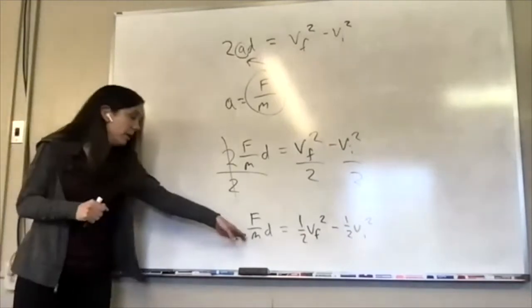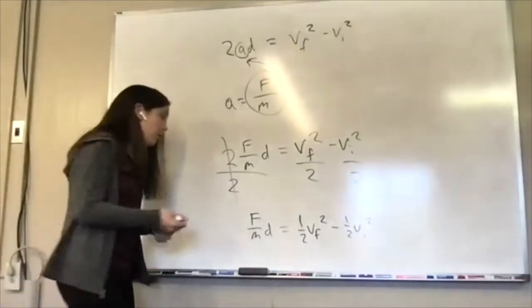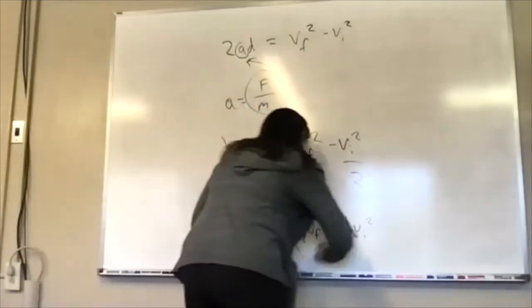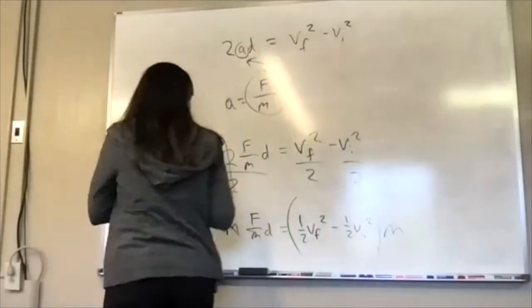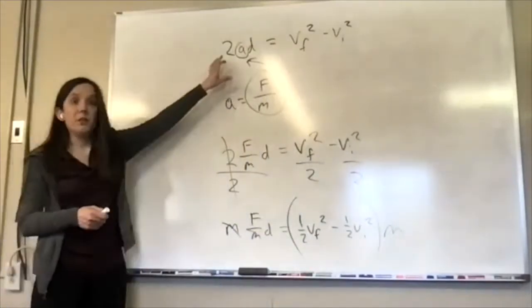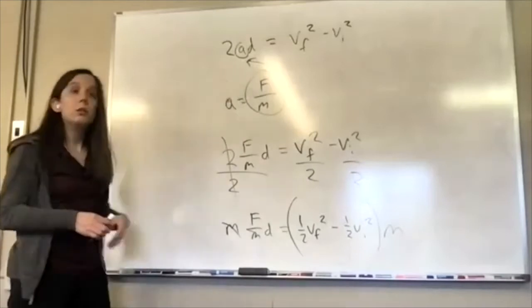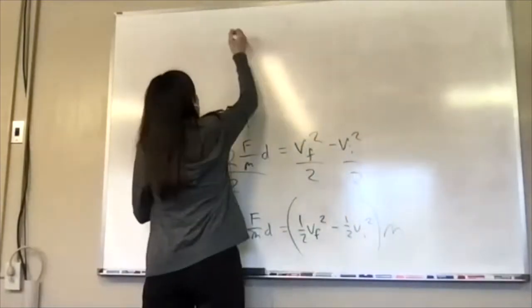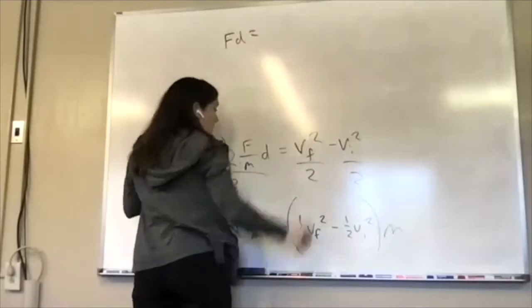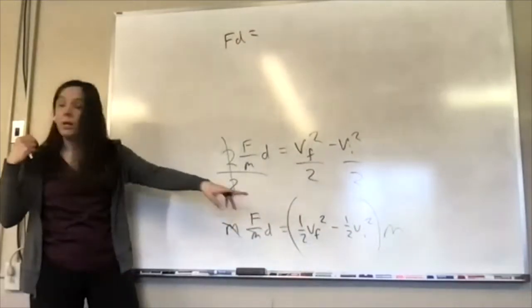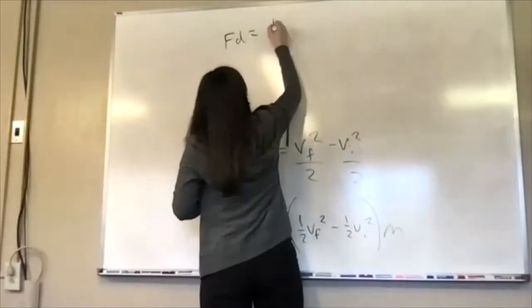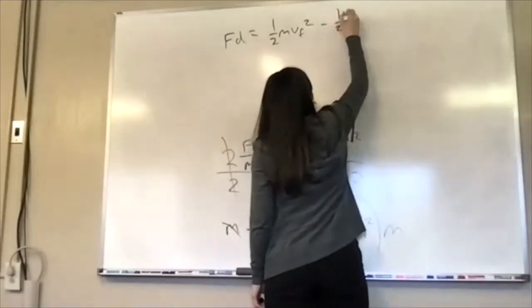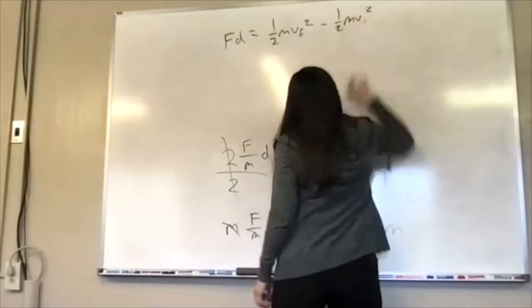Now you can multiply both sides by m to get rid of the mass in the denominator. So the m will cancel out on the left-hand side. We're going to multiply this side by m. I'll just write it up here at the top. Okay, so this gives us F times d, and then we'll distribute the m to both terms on the right-hand side. So we get 1/2 m v final squared minus 1/2 m v initial squared.